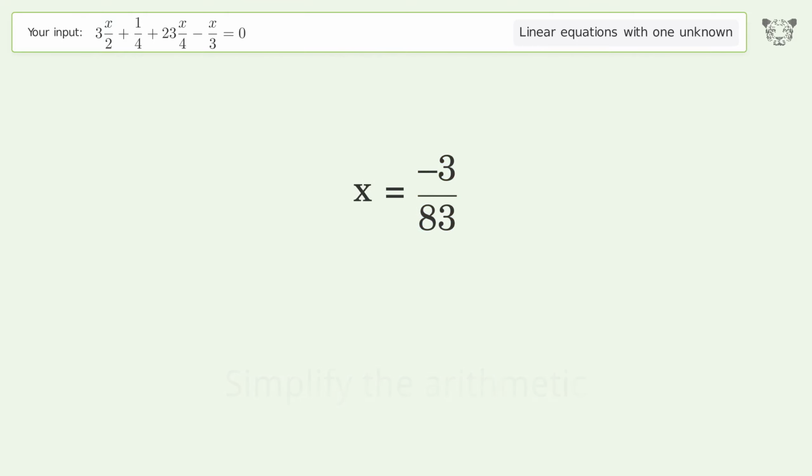And so the final result is x equals -3/83.